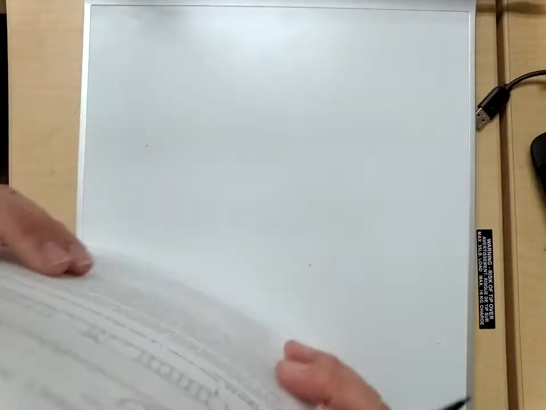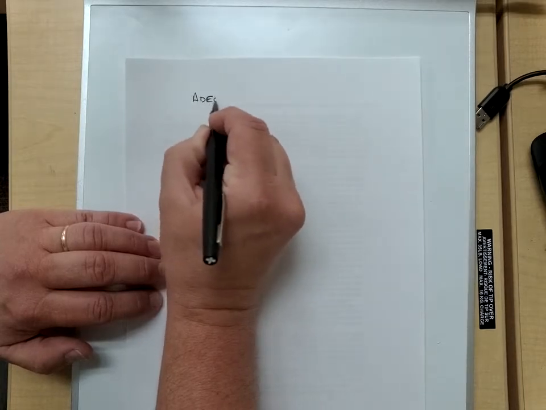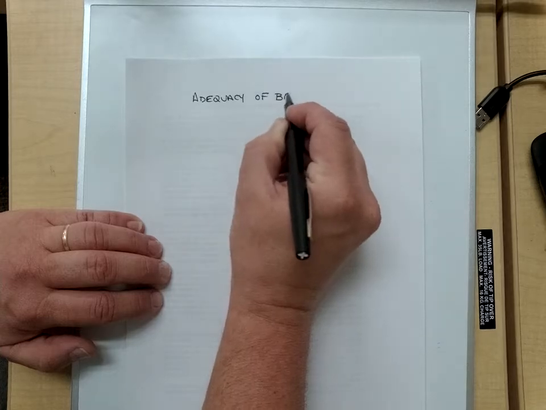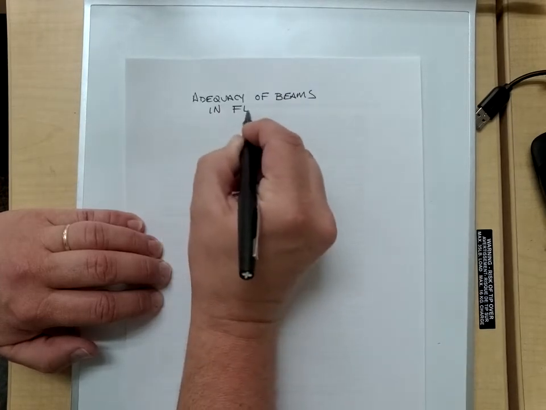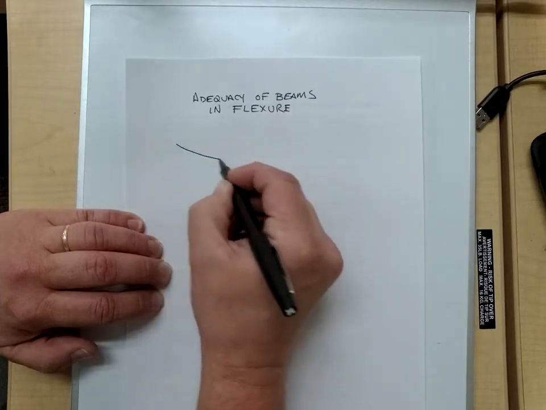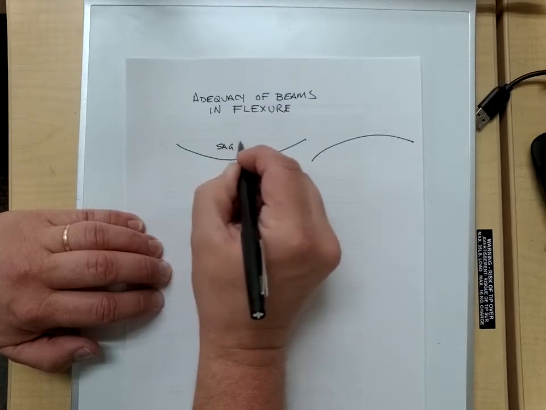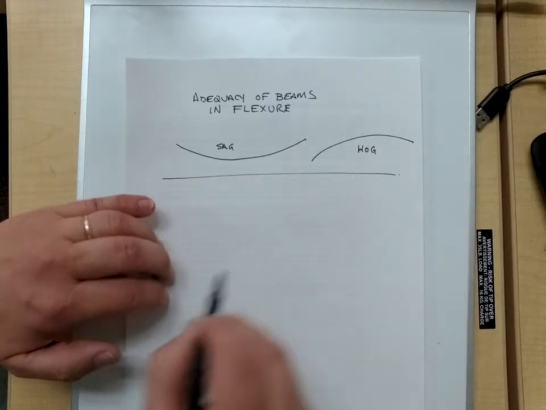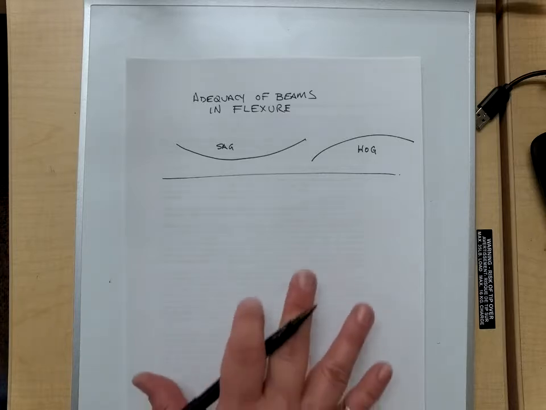So we're going to talk about adequacy of beams in flexure. And so flexure, right, is when the beam either sags or hogs. When we have sagging and hogging, this causes stresses.